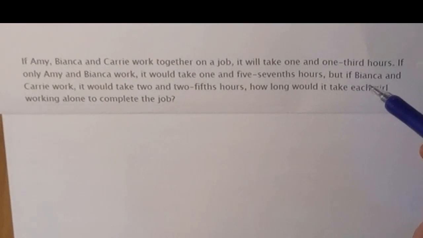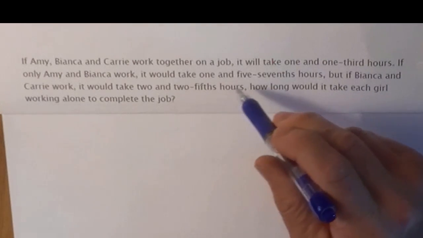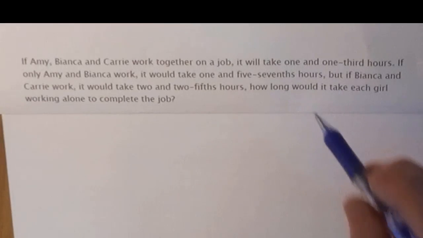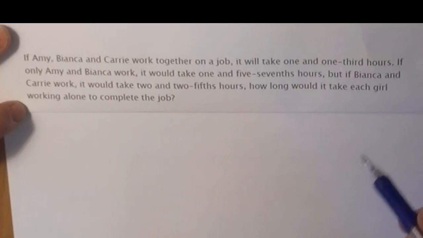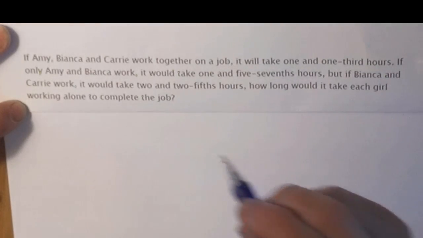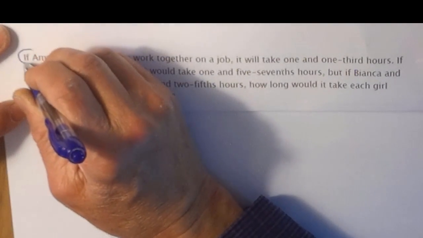Okay, what's difficult about this is the wording. We've got this 1 1/3 hours, 1 5/7 hours. It's written out in lettering rather than in numbers. And also the sentences seem to kind of be confusing. So let's try this. Let's separate these sentences.